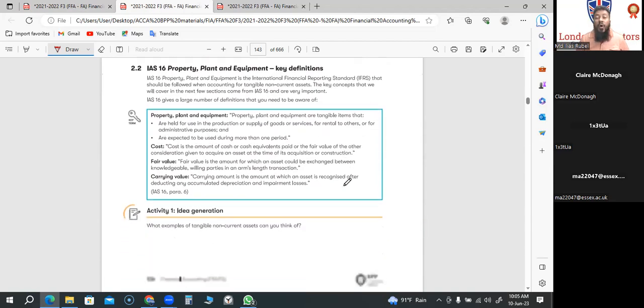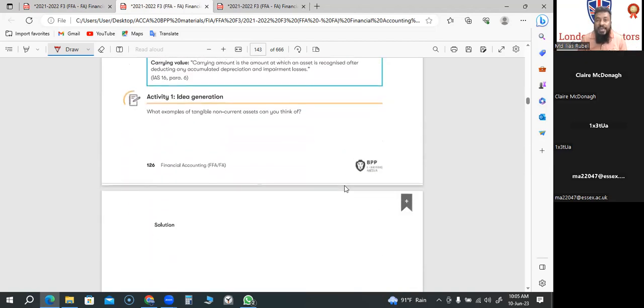So all the non-current assets have a useful life, and over the lifetime it gets older. That's why the value goes down, isn't it? After 1 year, 2 years. That's why we do depreciation. That's the main part of today's lecture.